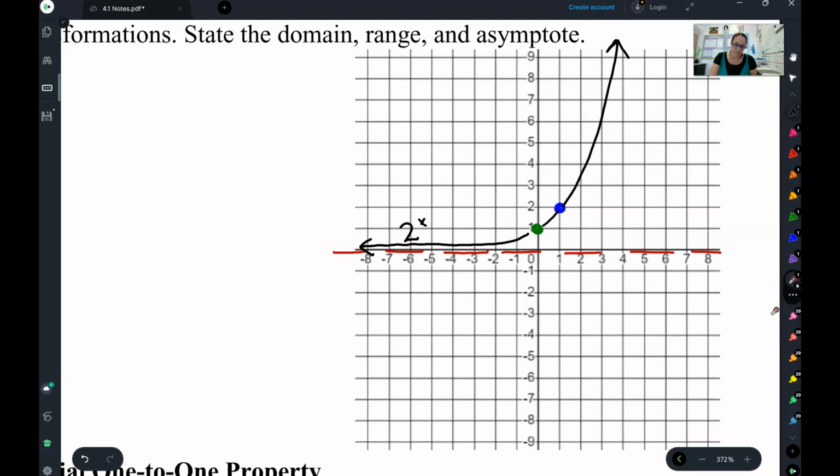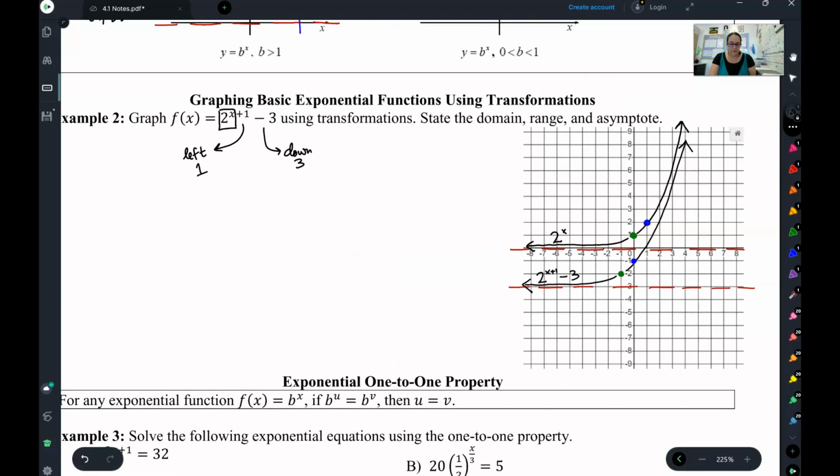Let's start with my asymptote. This asymptote, because it's a forever line, moving it left 1 doesn't really make sense. Doesn't change anything. But I can move that line down 3, and that changes it significantly. Now let's do my green point. Left 1, down 3, and left 1, down 3. Connect them with my hockey stick. And there's 2 to the x + 1 minus 3. So that is the graph that has been transformed left 1, down 3.